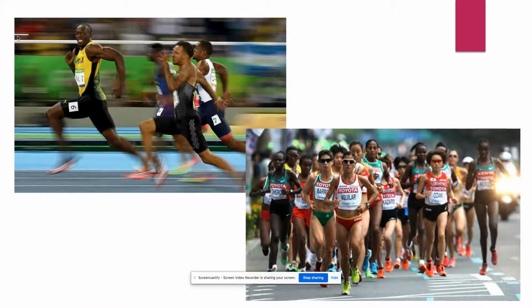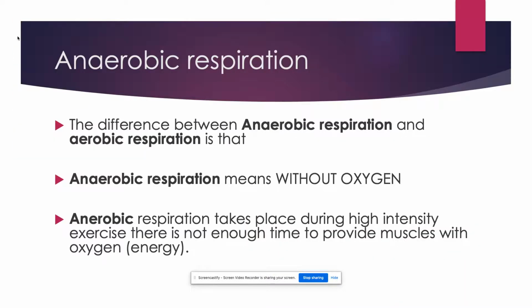Let's go back to our original picture. We're going to go to the top left one this time. Here's Usain Bolt running the 100 metres. He's not actually breathing during this sprint. He's using something called anaerobic respiration. And the main thing you need to remember here is that anaerobic respiration means without oxygen. It takes place during high intensity exercise where there is not enough time to provide muscles with any oxygen.